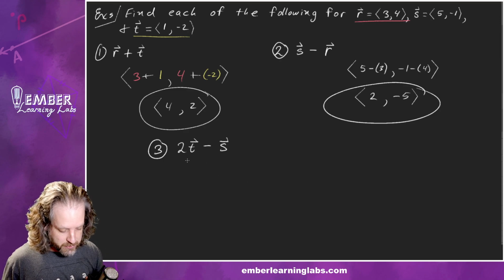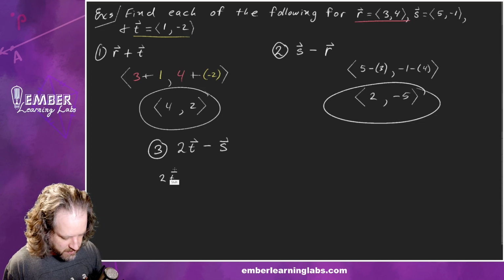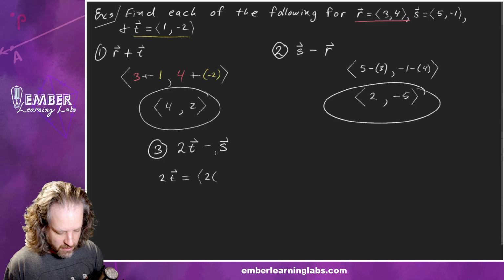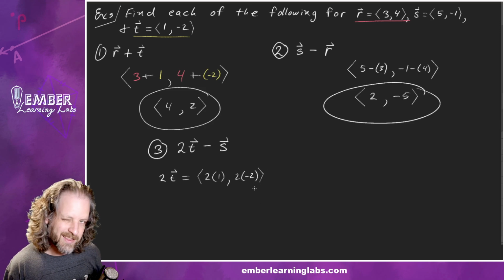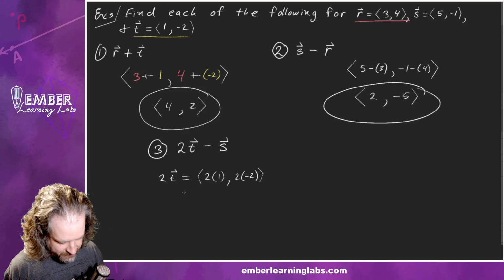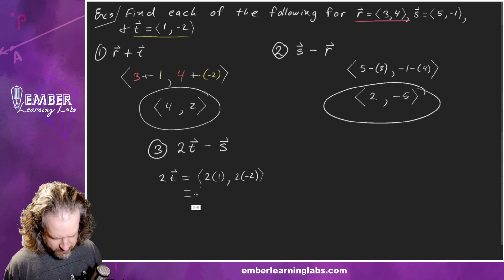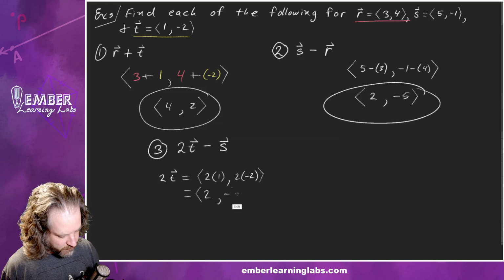So this one is a little bit more complicated. Let's do the 2t first. So 2 times vector t equals 2 times 1, that x part of t, and 2 times -2. Breaking this up into steps makes it easier and makes sure we don't make mistakes. So 2 times 1 is 2. 2 times -2 is -4.